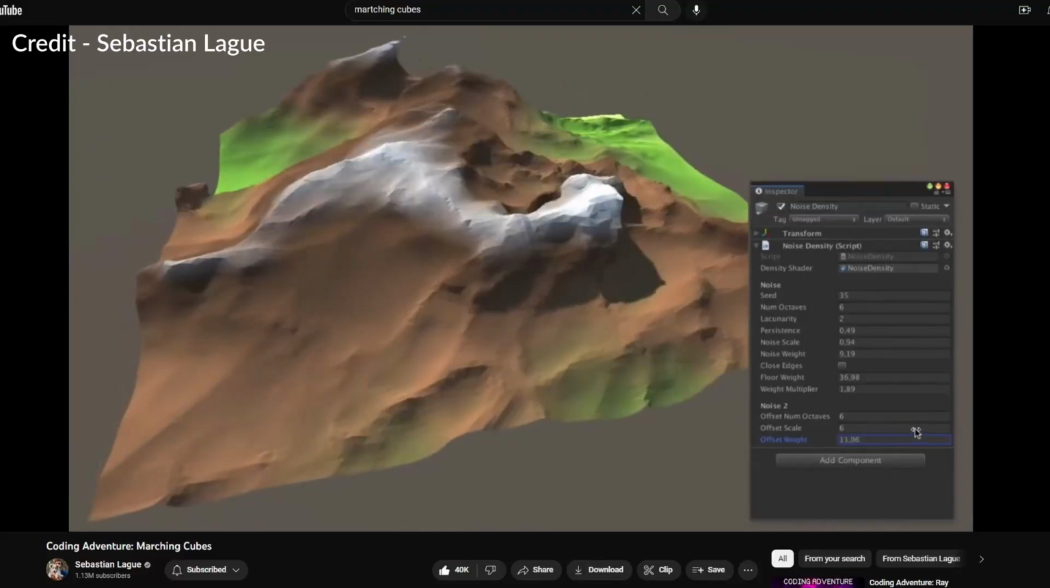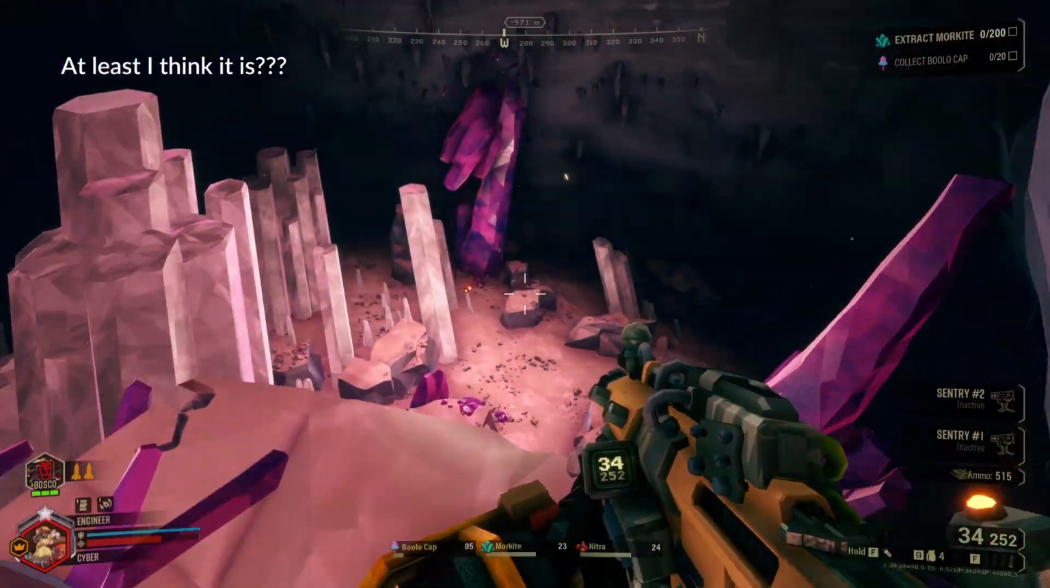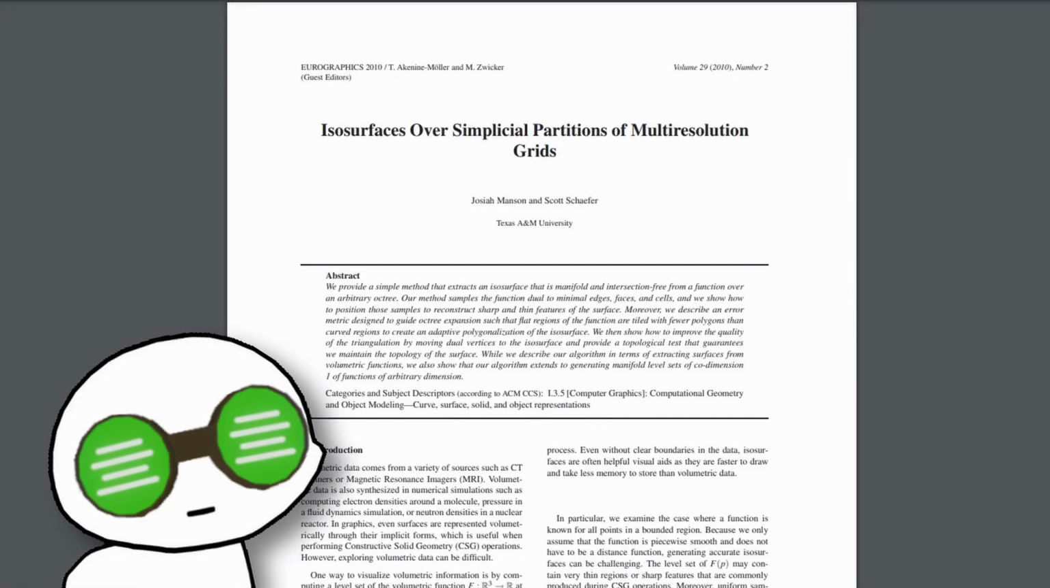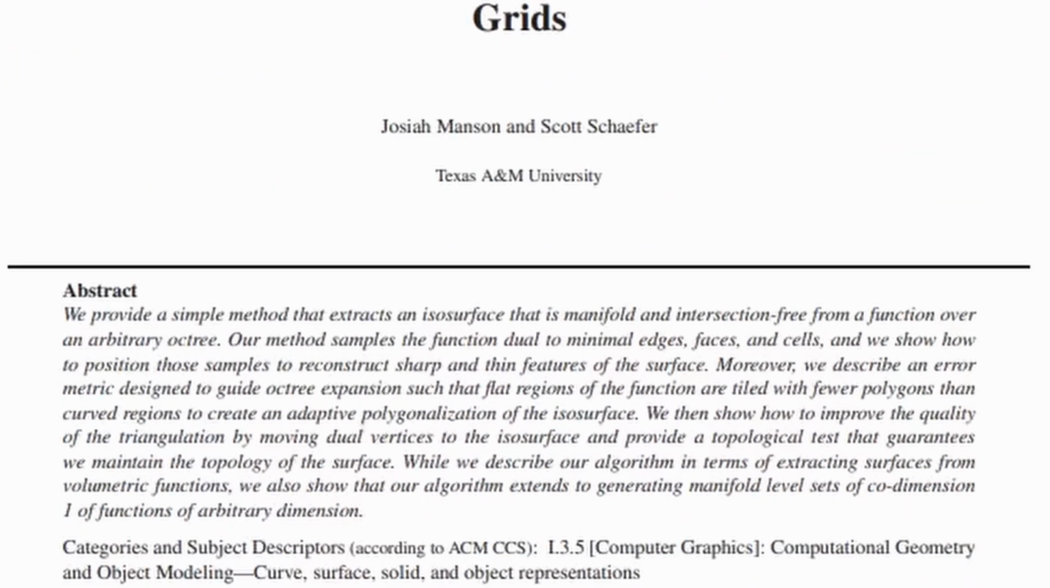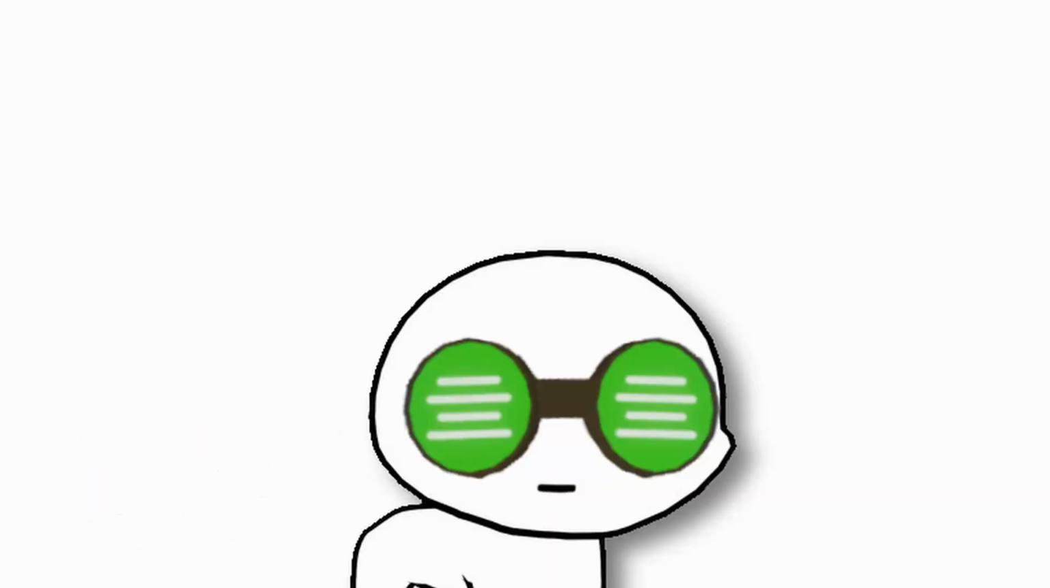Voxels, marching cubes, marching tetrahedra, and advanced stuff like cubical marching squares and isosurfaces over simple full partitions of multi-resolution grids. No. Now I've made a bunch of different ones before, but I want to experiment with something new. Surface nets. Yeah, I'm gonna have to teach you something.